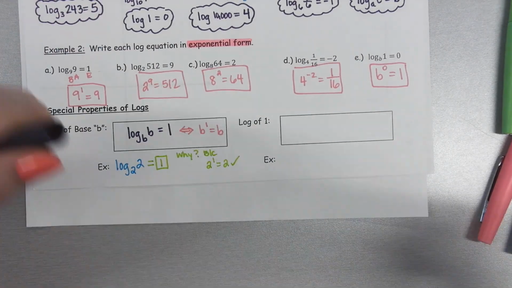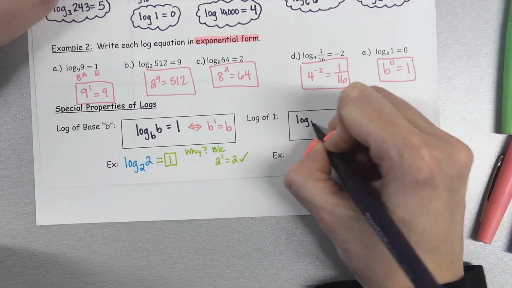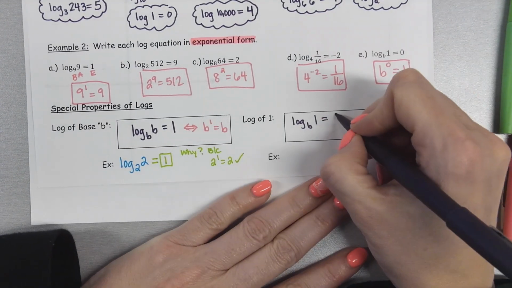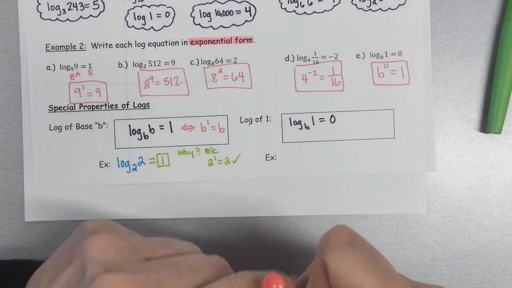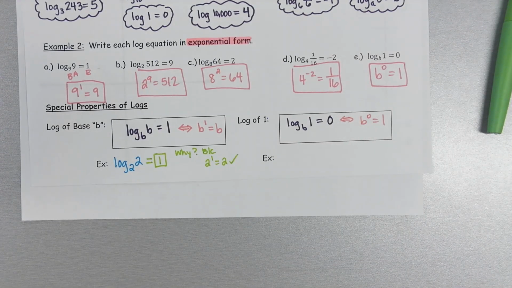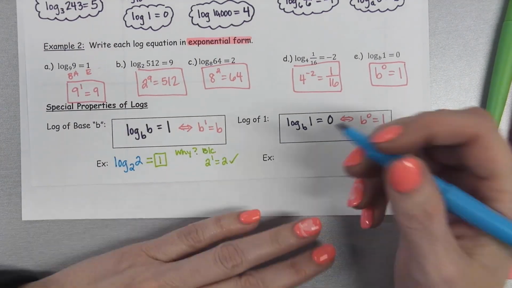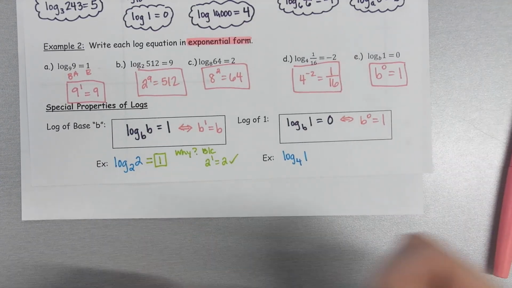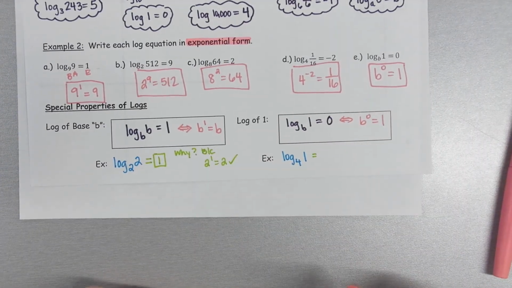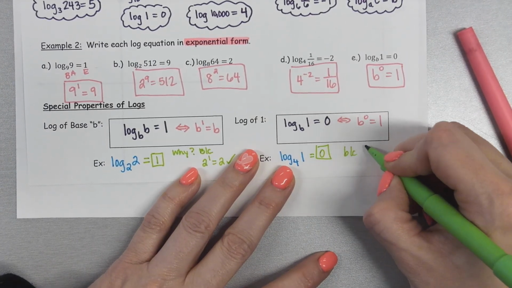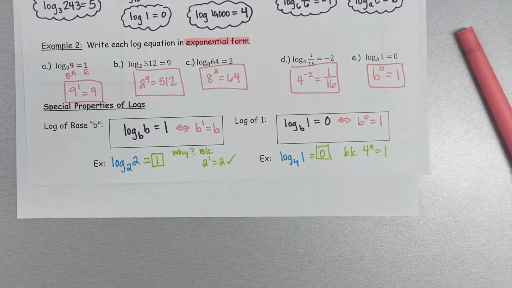Okay, the log of 1 is also going to be a special property. So log base b of 1, do you know what that's always going to equal? 0. Yeah. And that's because why? 0, 1. Yes. Anything to the power of 0 is 1. So if you have b to the power of 0, any base to the power of 0 is going to be 1. Which means if you have log base 4 of 1, that's just going to be equal to 0. And it does not matter what your base is for that. So 4 to the 0 power equals 1.